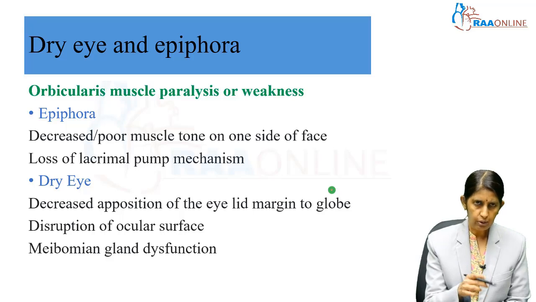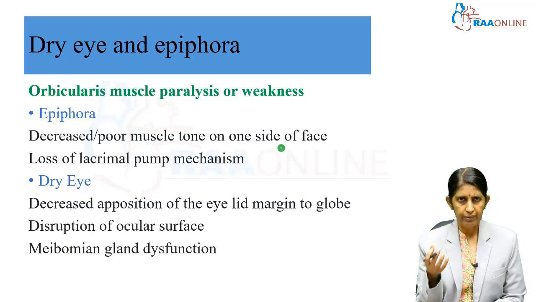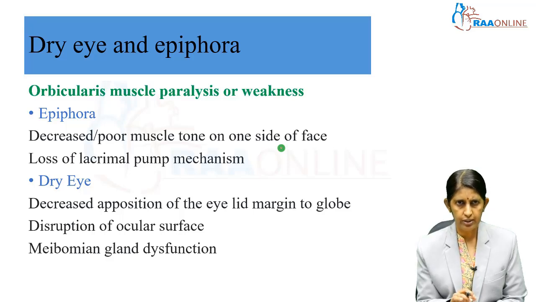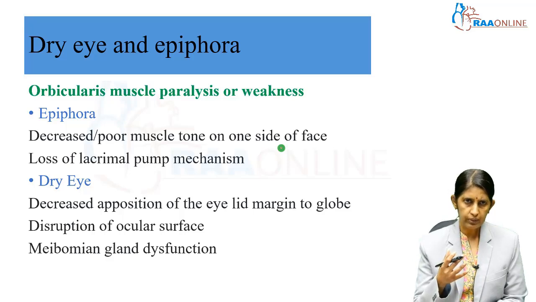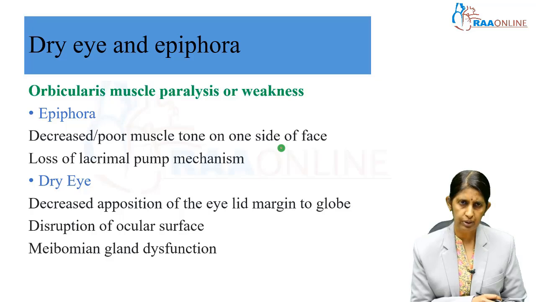So epiphora or watering occurs because there is decreased muscle tone on one side of the face. When there is decreased muscle tone, we have already seen that the orbicularis oculi muscle is very important in tear drainage, or the lacrimal pump mechanism. So when this tear drainage does not occur, it can lead to epiphora and stagnation of tears in the eye. Whereas dry eye occurs because there is decreased apposition of the eyelid margin to the globe. So there is disruption of the normal ocular surface, which can lead to secondary meibomian gland dysfunction. So a patient with dry eye can have both epiphora and dryness.